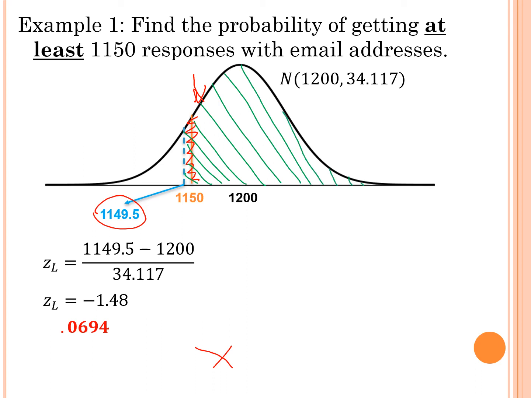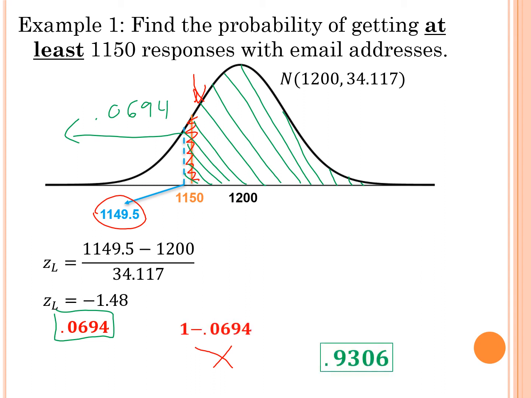If it said, what's the probability that we got more than 1150 responses? Well, that wouldn't include 1150, so we would start at the line on the right of it. Now, we already did a z-score and a probability for that. We got 0.0694. Remember, that's the probability that we get something less than that. So we're going to do 1 minus, and we get our answer, 93.06%.